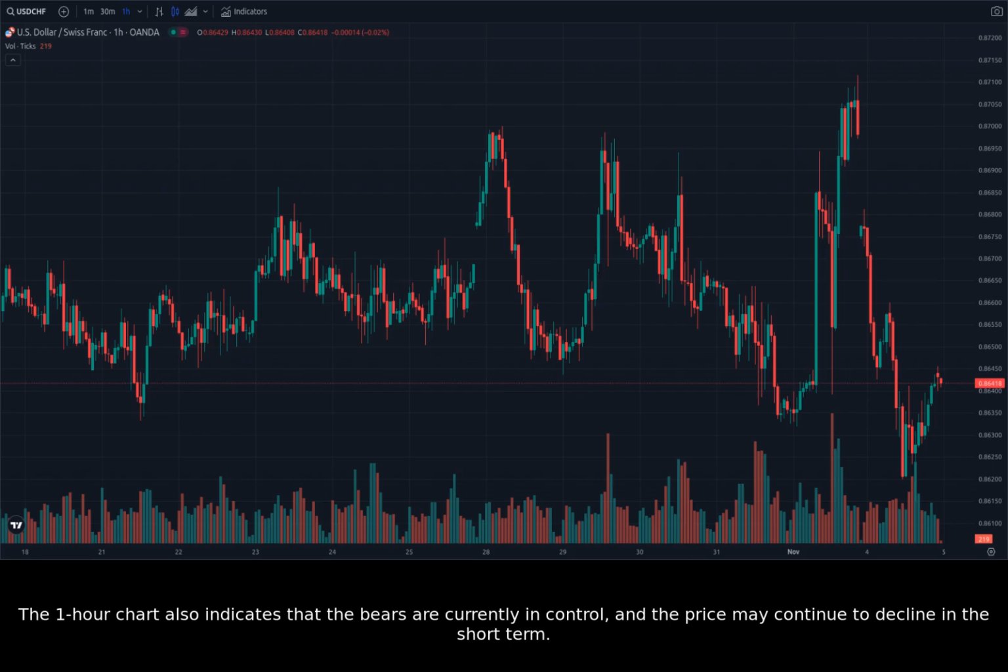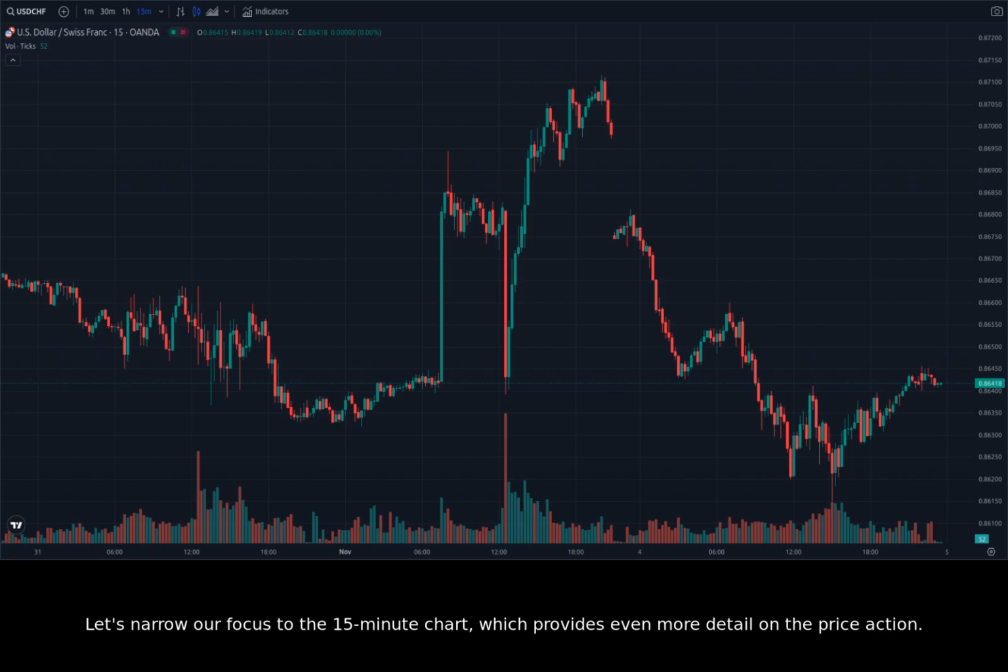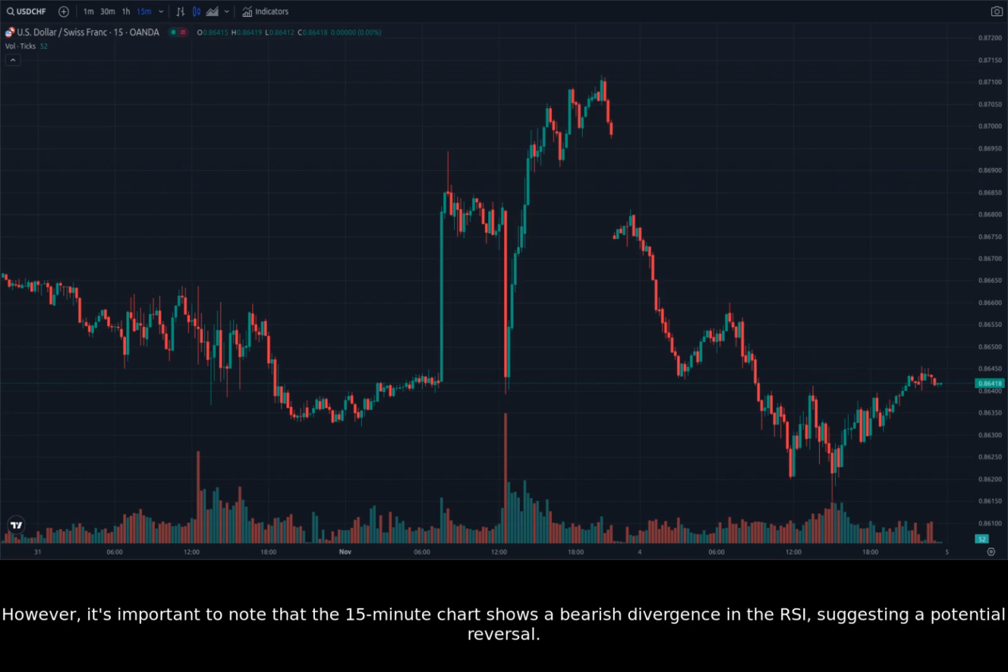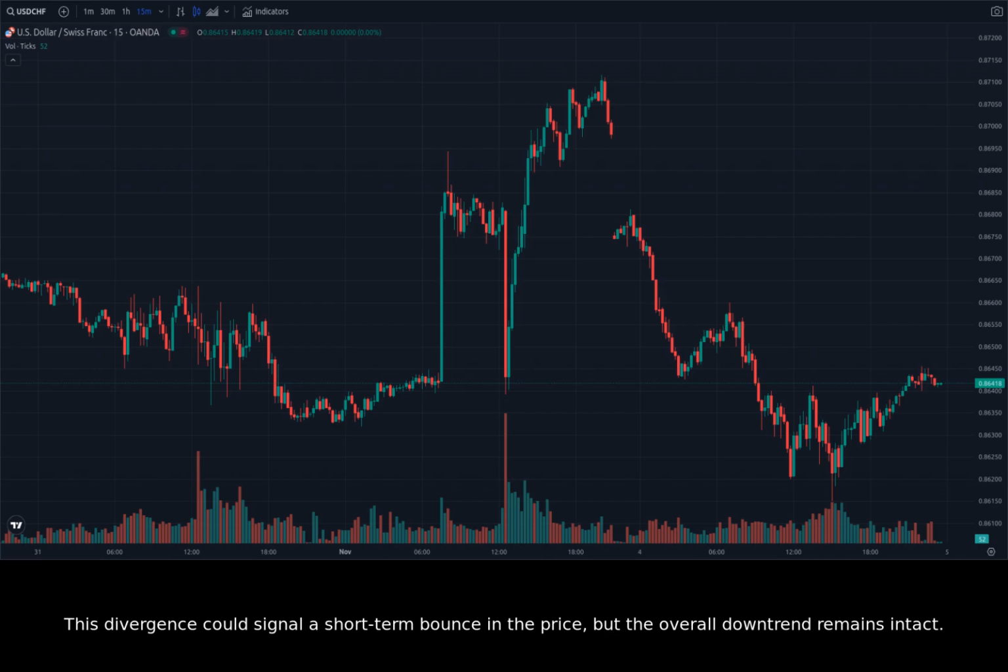Let's narrow our focus to the 15-minute chart, which provides even more detail on the price action. Here, we can see that the bears are currently consolidating their gains around the 0.8650 level. The price is trading in a tight range, with little volatility. However, it's important to note that the 15-minute chart shows a bearish divergence in the RSI, suggesting a potential reversal. The RSI is trending higher, while the price is trending lower, suggesting a potential loss of momentum for the downtrend. This divergence could signal a short-term bounce in the price, but the overall downtrend remains intact.